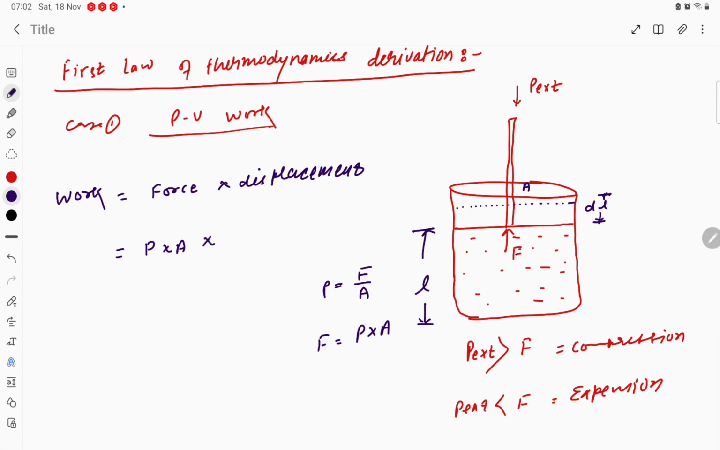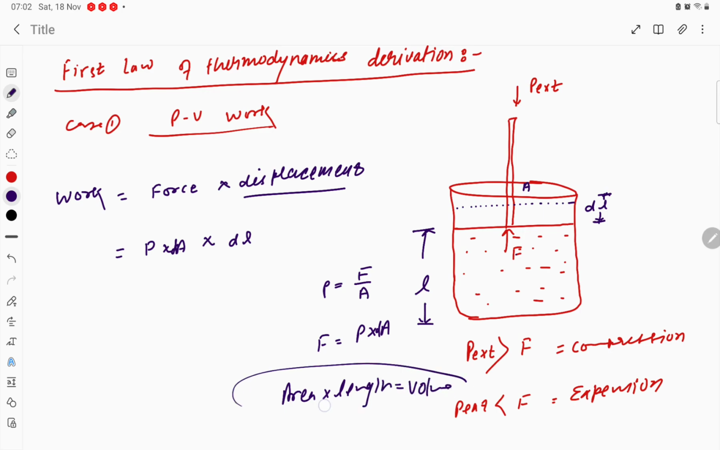If all these things are very small, the displacement we can write as dl. So area into length, area into length is going to be volume, dV. So here is the P external, because internal nothing is there, P external into dV. This is the work.